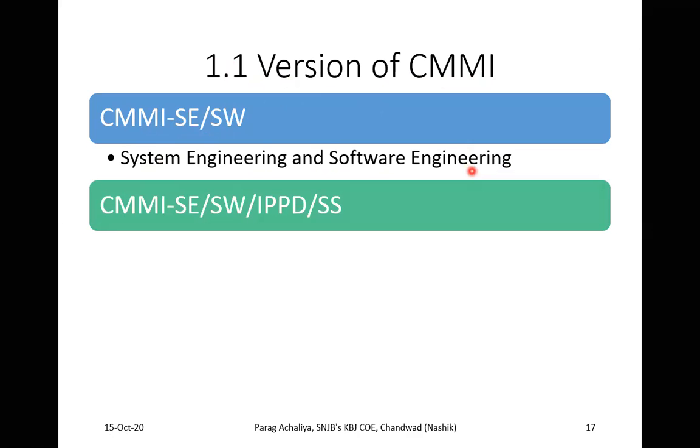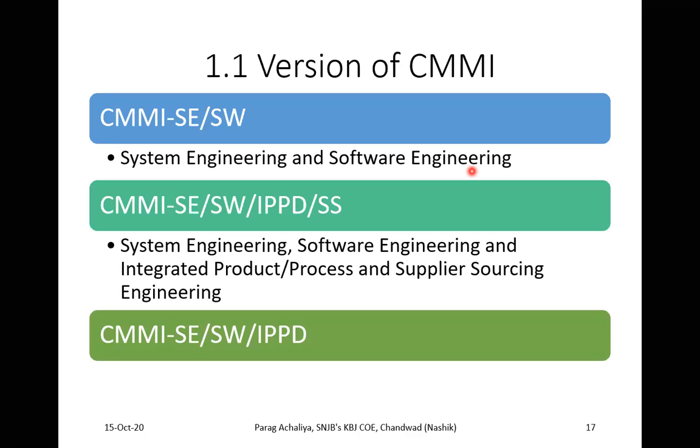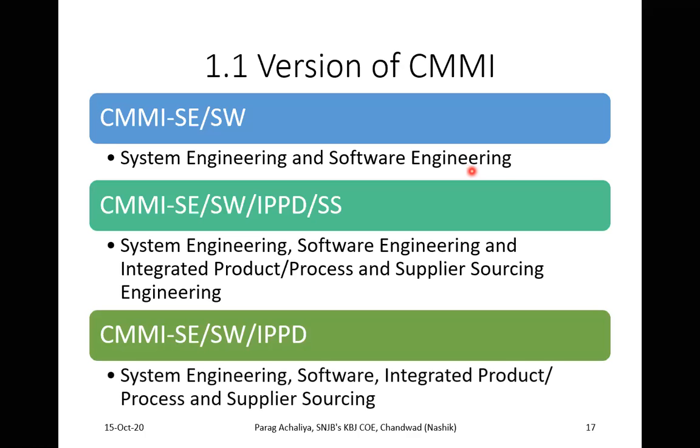The second one is your CMMI-SE/SW/IPPD/SS, which stands for System Engineering, Software Engineering, and Integrated Product or Process Development and Supplier Sourcing. This is your next type of 1.1 CMMI. And the third one is your CMMI-SE/SW/IPPD, which was same like this. So this is your 1.1 version of CMMI.